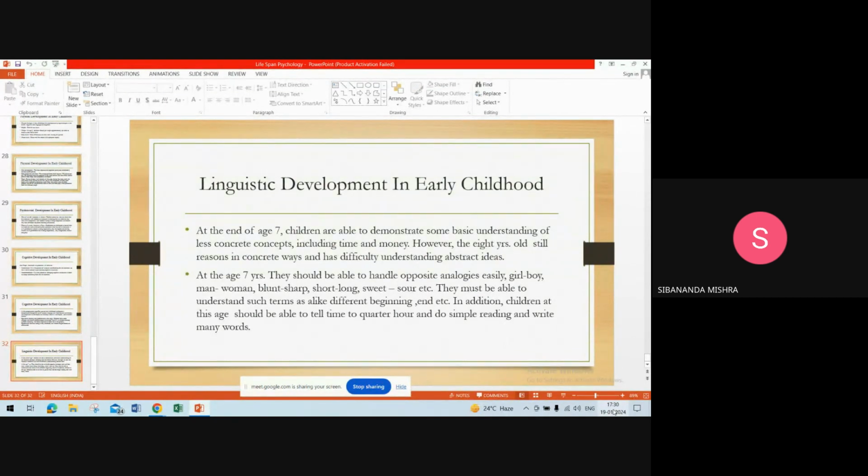At the age of 7 years, they should be able to handle opposite analogies easily. Girl, boy, man, woman, blonde, sharp, short, long, sweet, sour, etc. They must be able to understand such terms as alike, different, beginning, end, etc. In addition, children at this stage should be able to tell time to quarter hour and do simple reading, write many words. So these are some of the language development in early childhood.